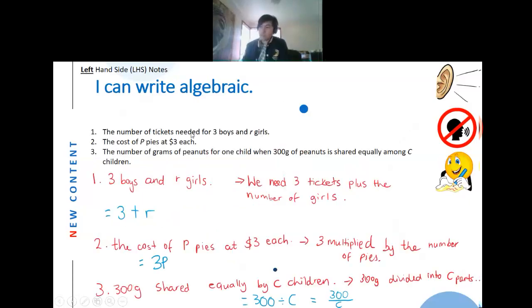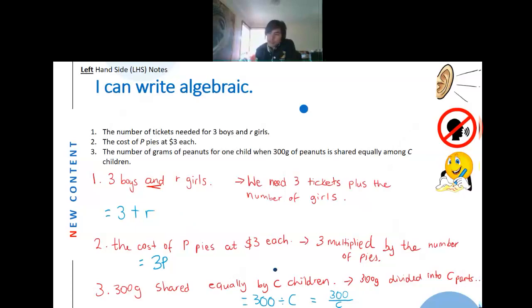Now the next bit here is that we've got some scenarios and we want to write them into algebraic expressions. So the first one, we got number of tickets needed for 3 boys and r number of girls. Okay, so 3 boys and r number of girls, so we need 3 tickets for the boys, and also we need whatever number of tickets for the girls. Because here we got the word and, right, that tells us right away that, hey, this is a plus, so it's 3 plus r.